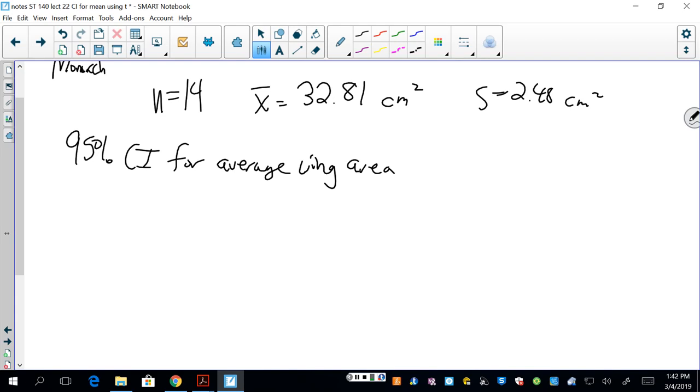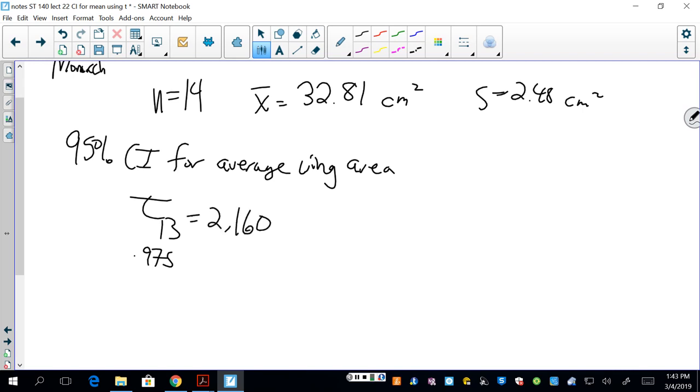Well, we're going to need a t-value. We need a t-value that has 13 degrees of freedom and is the 0.975 percentile for 95%. So looking at this table, go to the row for 13 degrees of freedom, and go over to 0.975, and what do you see there? Yes? 2.160. Yeah, 2.160.